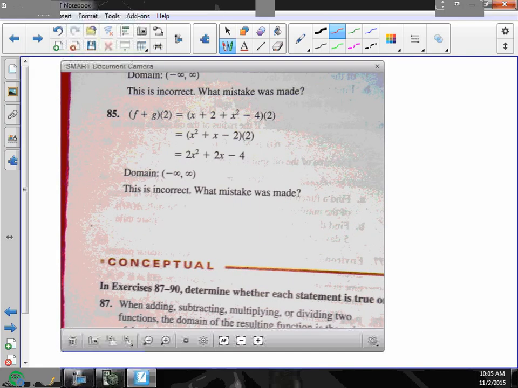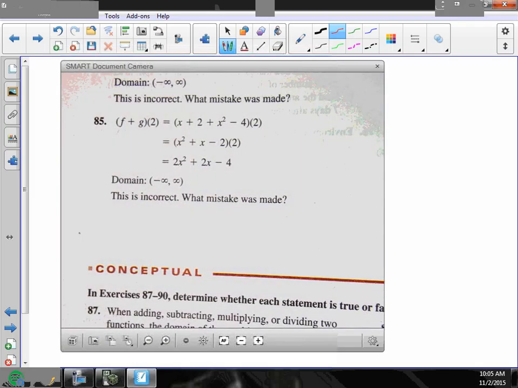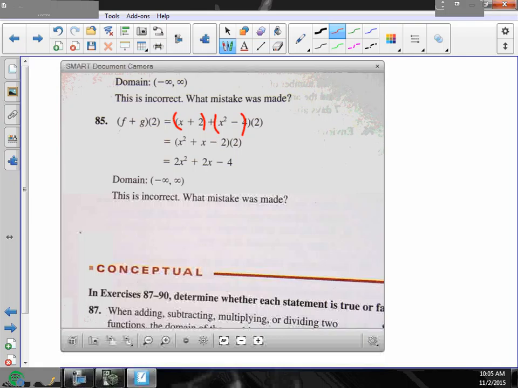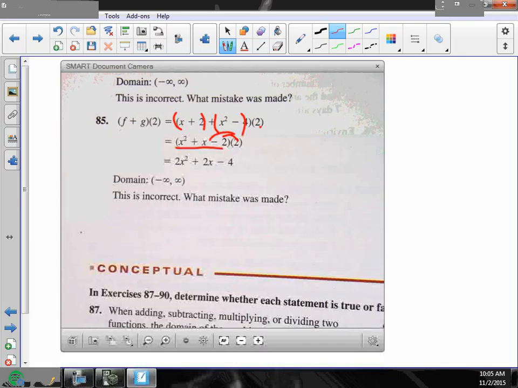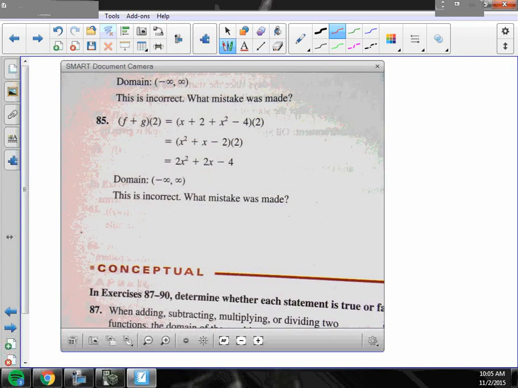Okay, 85. F plus g of 2. So here's f of x, here's g of x. We're multiplying that by 2, so we simplify f plus g, and then we distribute the 2. What's the mistake? That's not a multiplication problem. It's saying evaluate f plus g at 2.